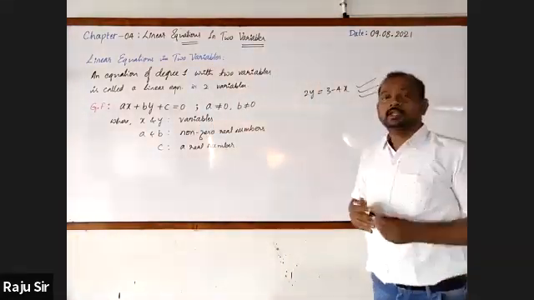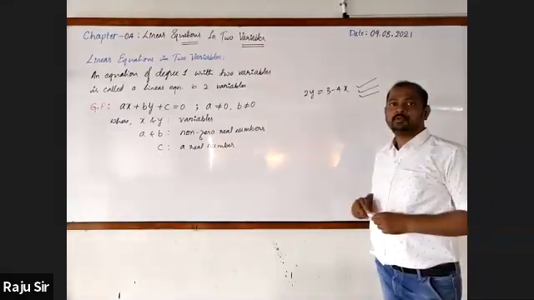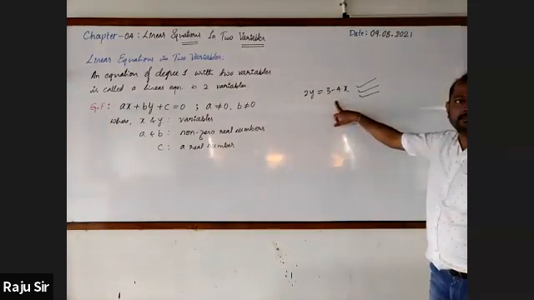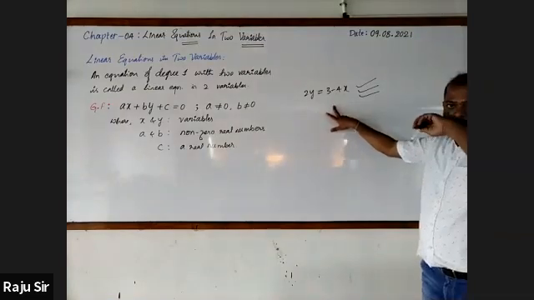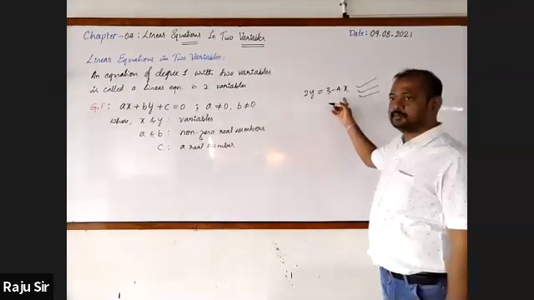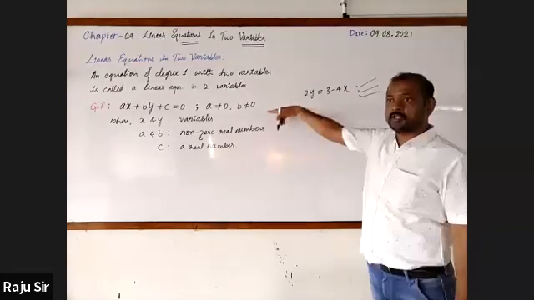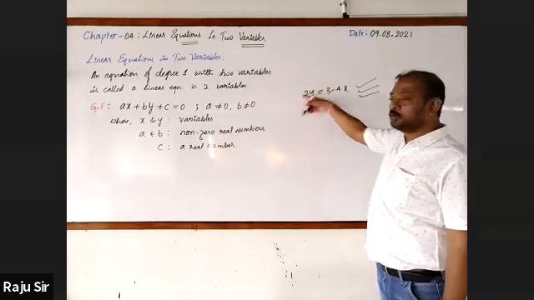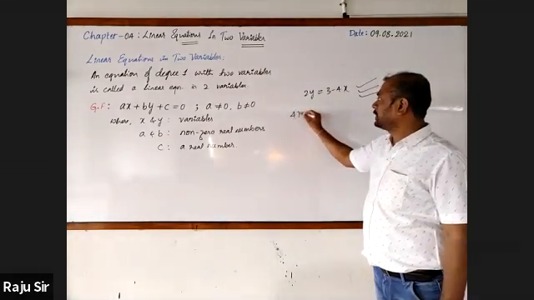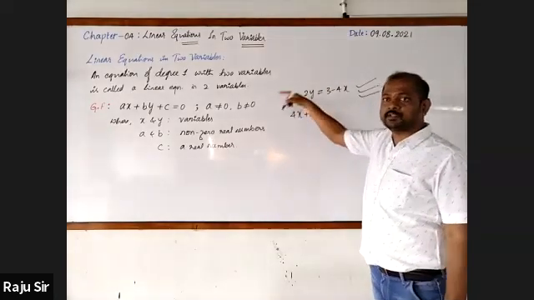Now, next question. Is it in standard form? No, sir. Can we write it in standard form? Yes, sir. Namit, how? Transferring minus 4x to the left hand side and 2y to the right hand side. Here minus 4x becomes plus 4x, plus 2y, and 3 to the left hand side, minus 3 is equal to 0.